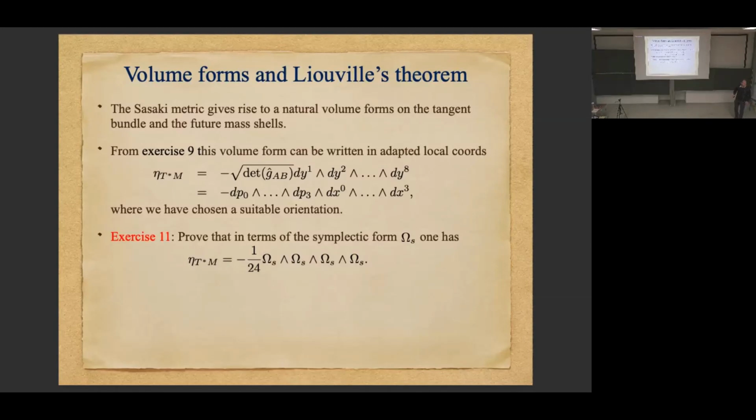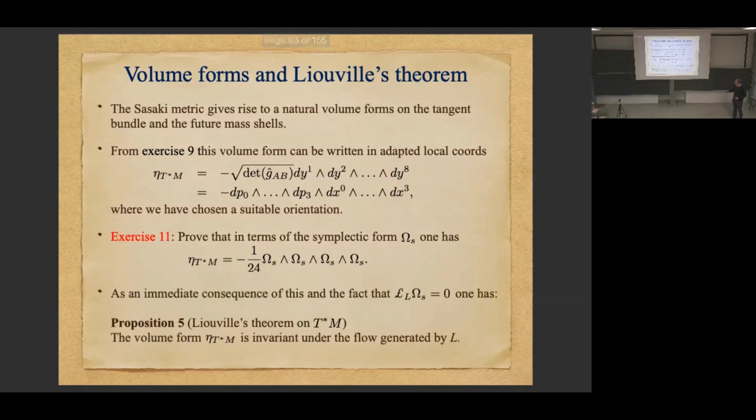And why is this nice? Because remember I told you that the Liouville vector field, because it's a Hamiltonian vector field, will leave the symplectic structure invariant. So this is 0. And as an immediate consequence, one has Liouville's theorem. The volume form is invariant under the flow generated by the Liouville vector field, because if I take the Lie derivative with respect to L of this, this will be 0, because of this condition. So this is an immediate consequence once you notice this.